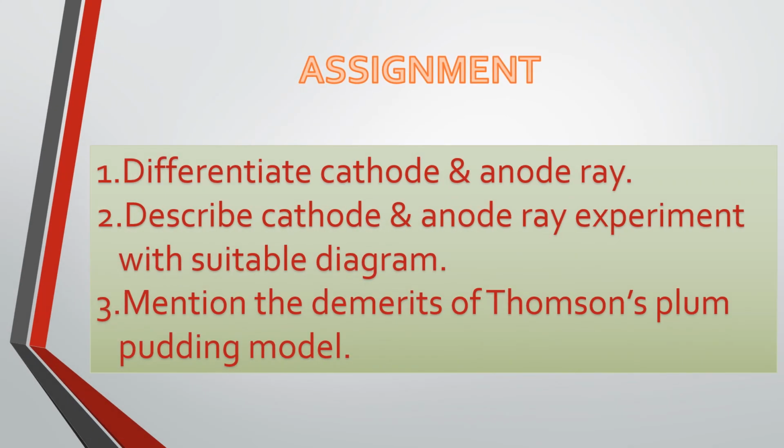So students, are you ready for your assignment? First question, differentiate cathode and anode ray. Please do the differentiation column wise. Otherwise, I'll not give you marks. Second question, describe cathode and anode ray experiment with suitable diagram. These two diagrams from your book you have to draw in your copy.